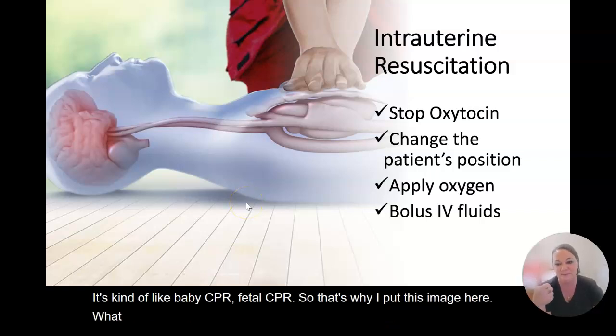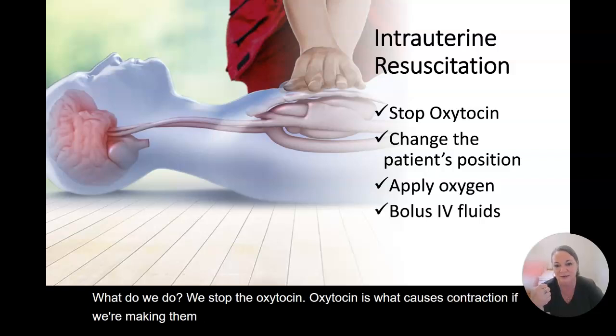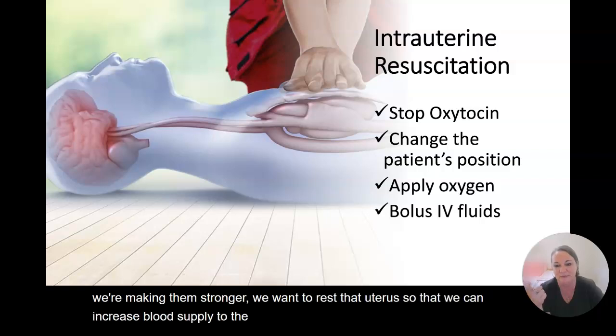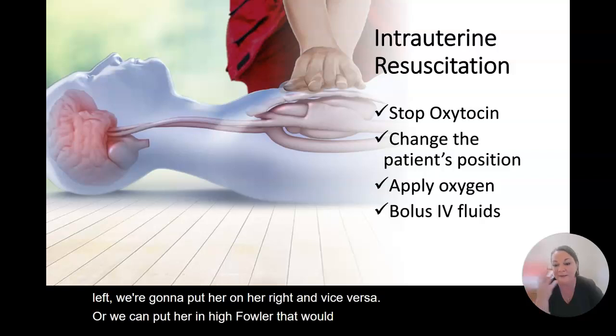What do we do? We stop the oxytocin. Oxytocin is what causes contractions if we're making them stronger. We want to rest that uterus so that we can increase blood supply to the baby. We change the patient's position. So if she's on her left, we're going to put her on her right and vice versa. Or we can put her in high Fowlers. That would help.